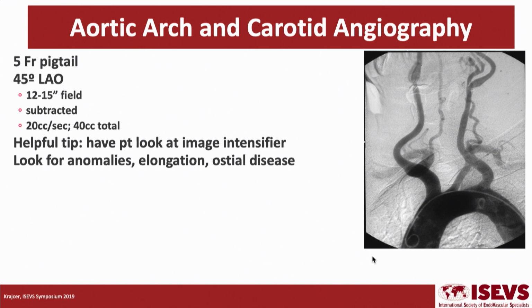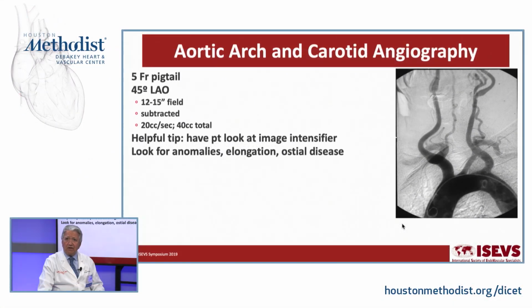Now, what about other locations as far as imaging is concerned? One is aortic arch and carotid angiography. How to obtain the optimal angiogram in cerebrovascular circulation? Typically, we will first obtain an arch angiogram to determine whether the patient has any complexities as far as anatomy is concerned, and we'll see shortly what that means.